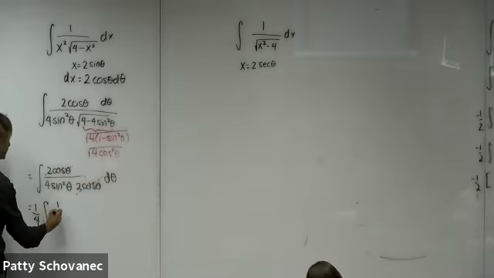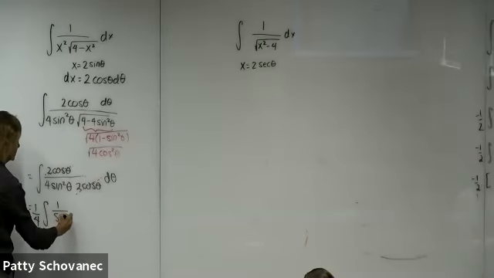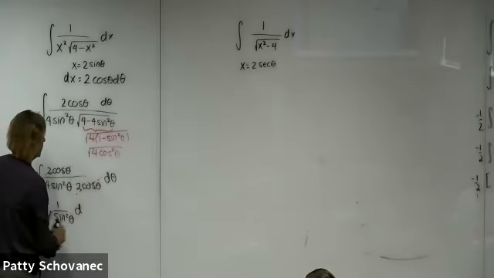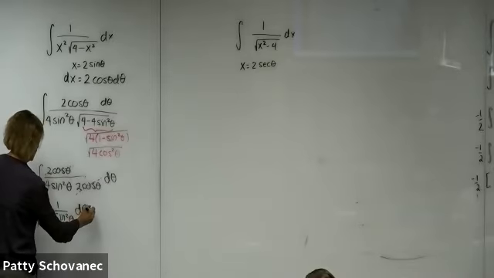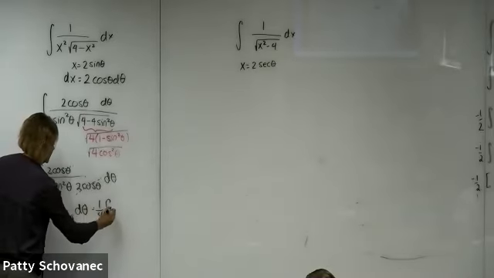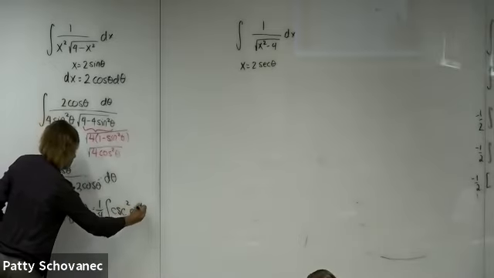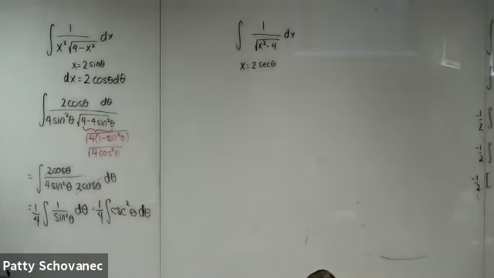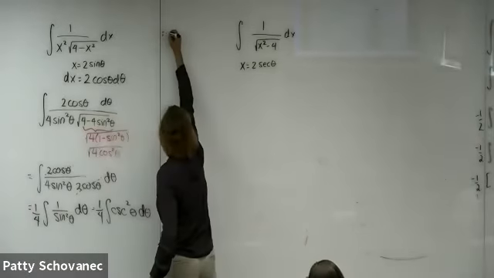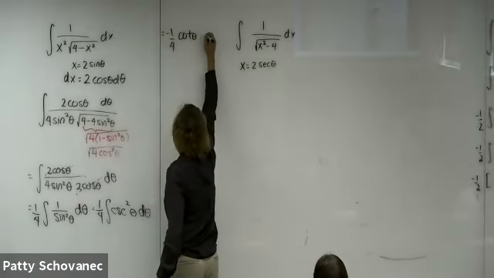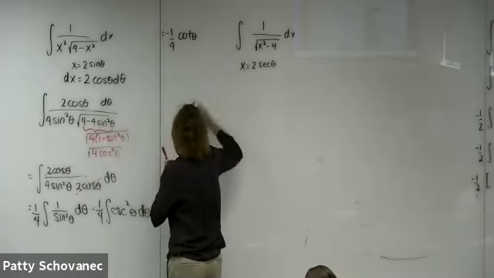And how do I integrate 1 over sine squared theta? You change it to cosecant squared theta, and that's just a known integral. We know how to integrate a cosecant squared. The integral of cosecant squared is negative cotangent, so it'll be theta.